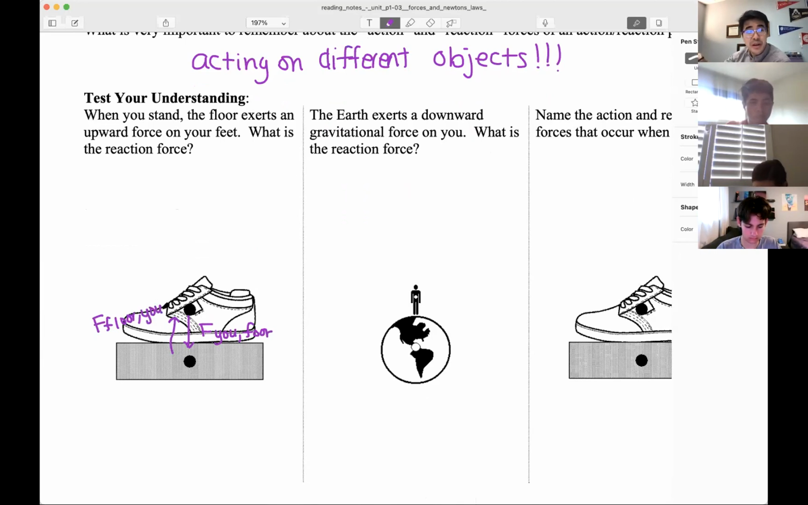Feel your feet right now, right? You don't feel anything going down on your feet. You feel the floor pushing up on your feet. So you feel the reaction force, and then the floor is feeling your feet pushing down on it.